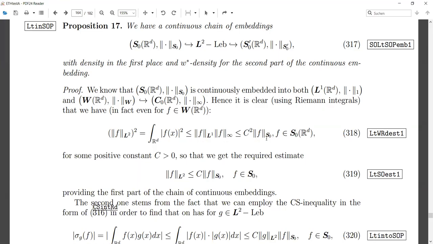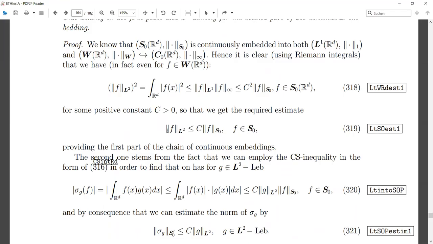squared. Actually, it should be the S0 norm squared, of course, so I have to make a correction here. And then if you have this estimate, of course, you take the square root and you get that the two norm of f is controlled by the S0 norm. So this is the embedding.